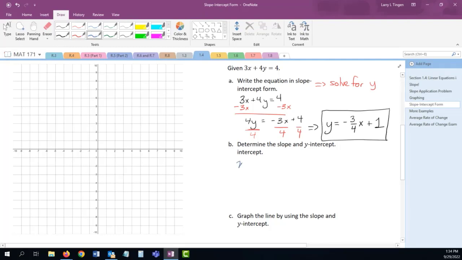Next part, determine the slope and the y-intercept. The slope is the coefficient of x once y is on the side by itself. So my slope here is negative 3/4. You'll see how I wrote the slope, or how I wrote the negative 3 divided by 4. I didn't write this as negative 3x over 4. I wrote it as negative 3/4 times x.